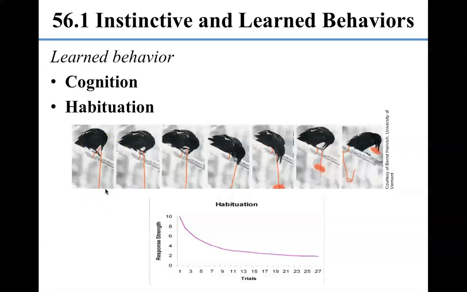But the raven is able to display cognition. What it would do is pull up the string with its beak and then stomp on it with its foot, pull up some more string with its beak, stomp on it with its foot, and it would keep doing that until eventually the food was in reach and it could get a snack. So that shows that the raven had a problem. It wanted some food, but it couldn't reach it, and so it used cognition to solve the problem. So some animals are capable of conquering some pretty challenging scenarios.